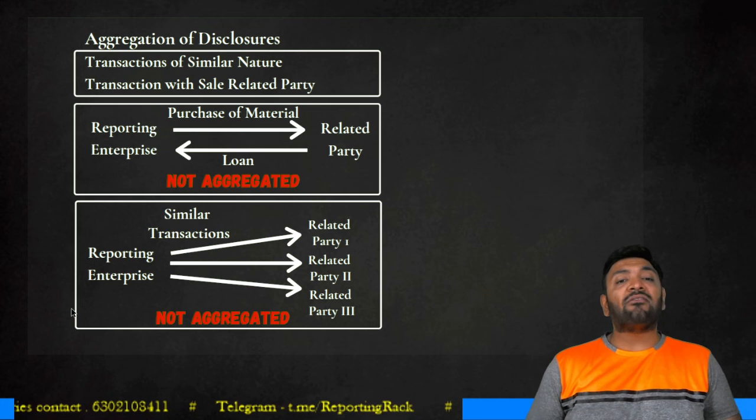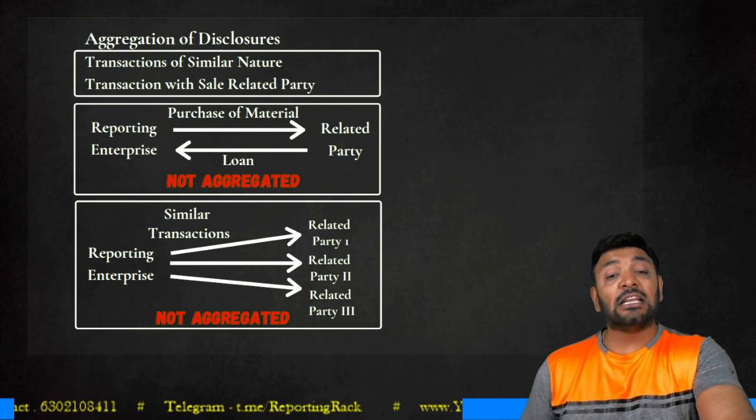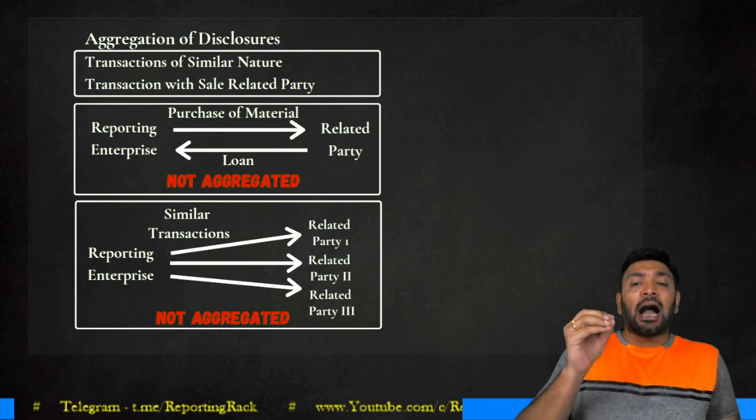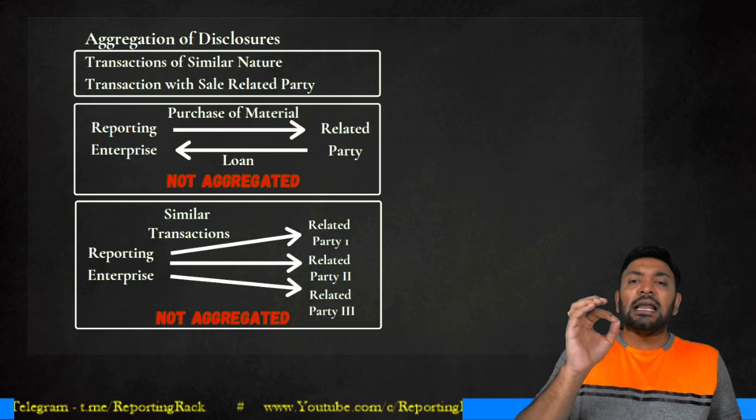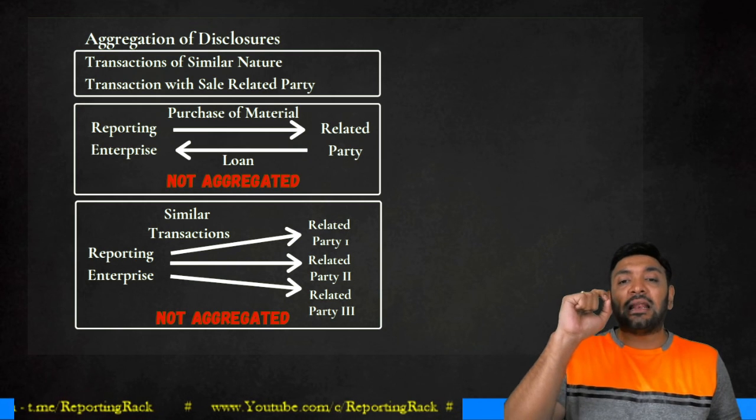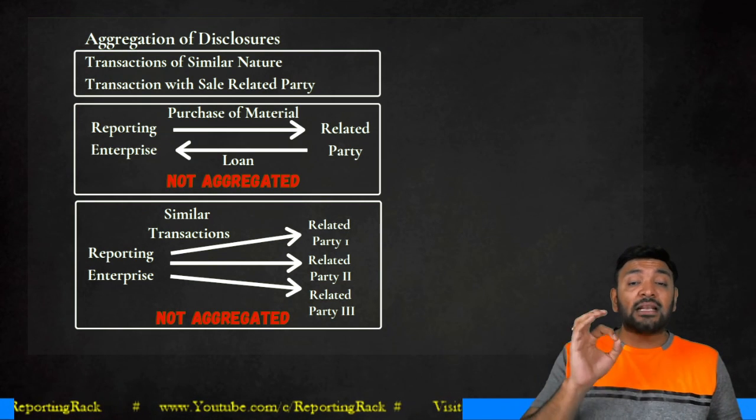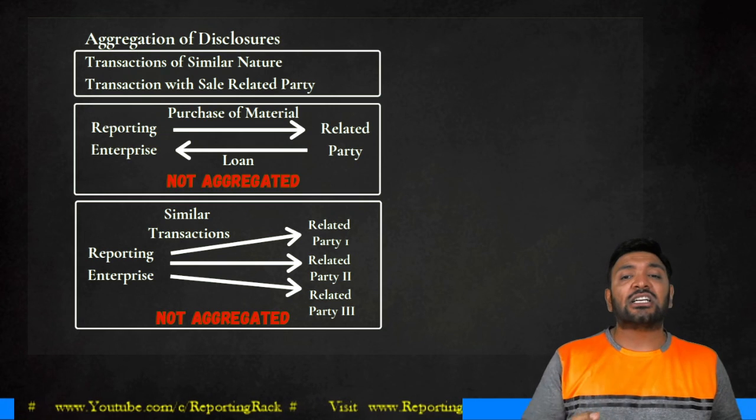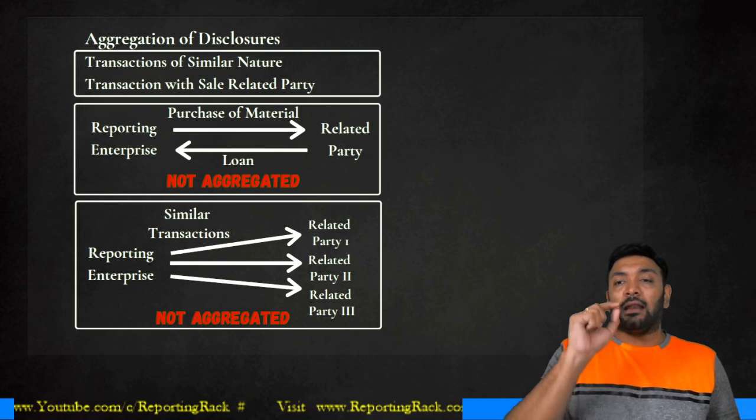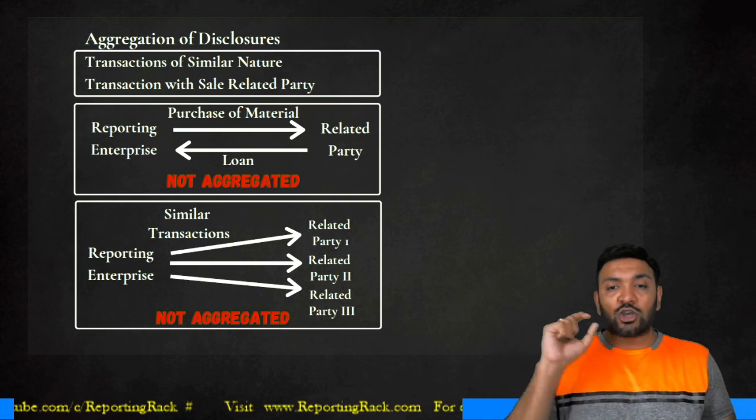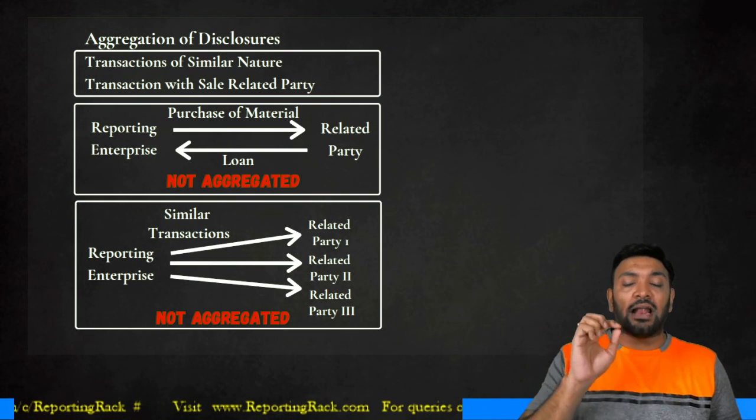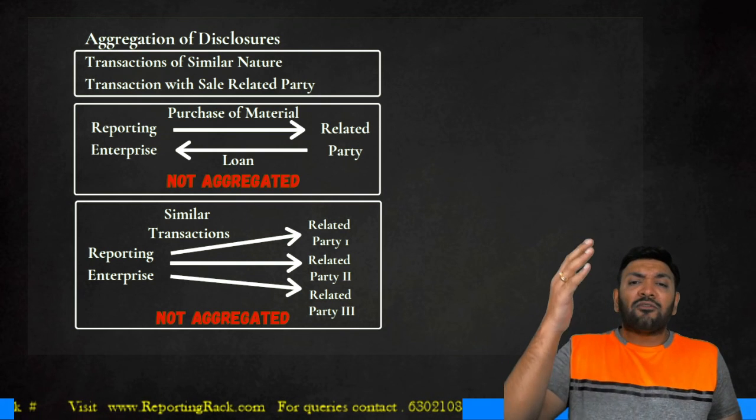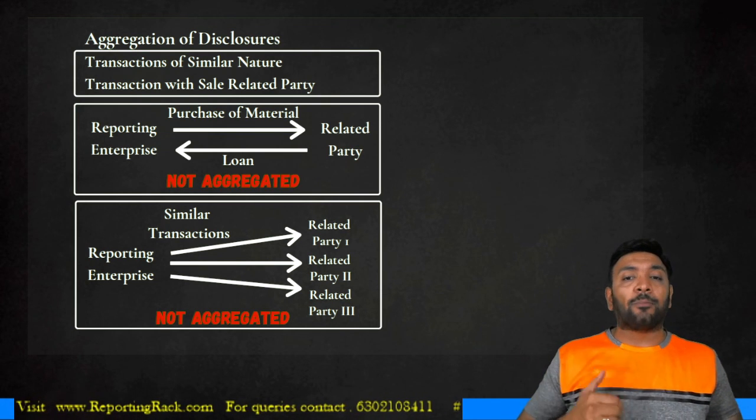However, when you have transactions with a related party, they are eligible to be aggregated. That means combined. Let's say I have a related party X. Every 10 days, I procure raw material from X. I purchase raw material from X every 10 days, or let's say every week. Like that, I perform 52 transactions during the year. If I keep on reporting, number one, transaction on 1st of April, so-and-so value. Transaction on 8th of April, so-and-so value for purchase of raw material. Transaction on 15th April, purchase of raw material from X, so-and-so value. If I keep on doing like this, 52 times I have to report.